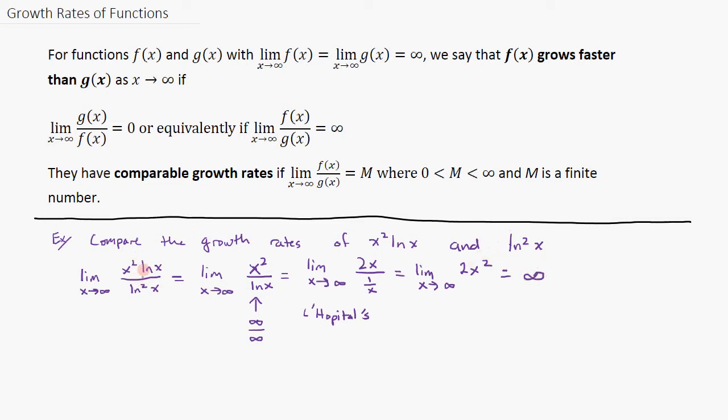Okay, so we formed the fraction, computed the limit, and the limit goes to infinity. So we're in this case here. That means that the top function is faster than the bottom function. So that means that x squared ln of x is faster than ln squared of x.